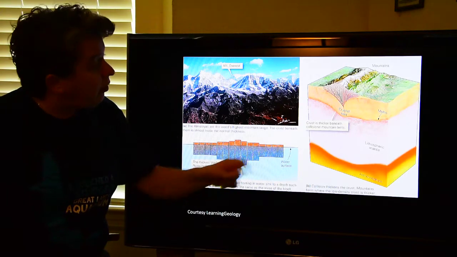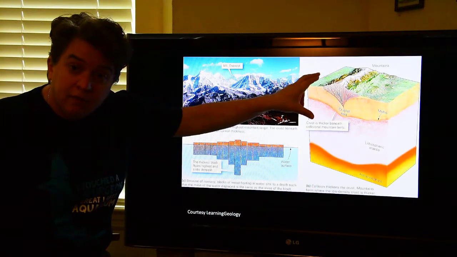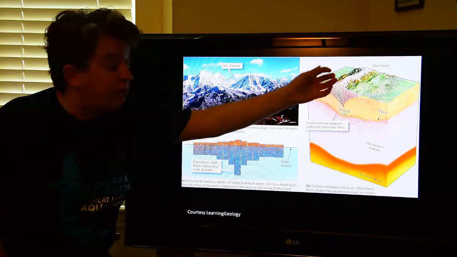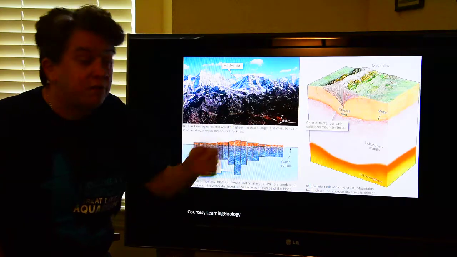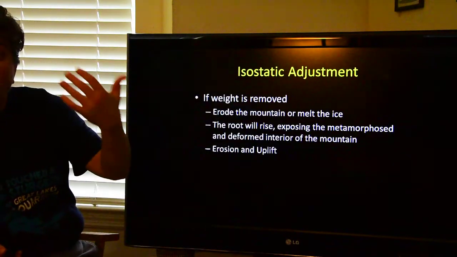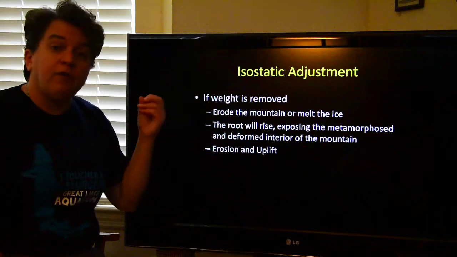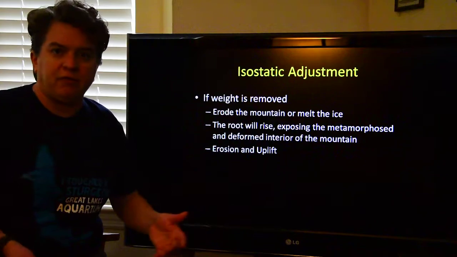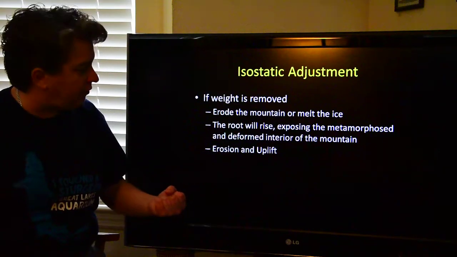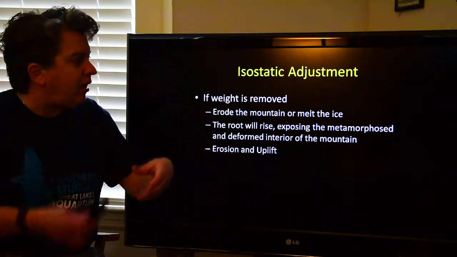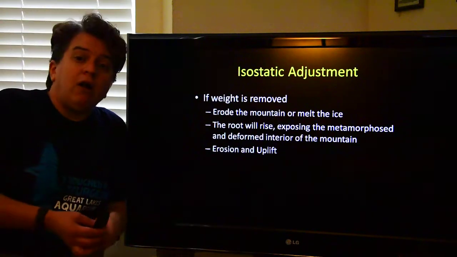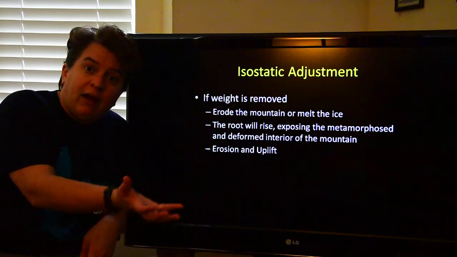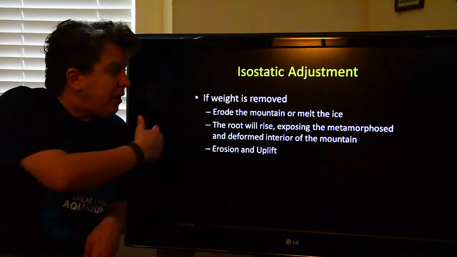And then what will occur is if we start eroding this mountain and reducing the weight that's there, this will all start rising. That's this isostatic adjustment. If the weight is removed, whether we erode the mountain or melt the ice or take away whatever extra weight is on the crust, then things will rise. The root will rise.